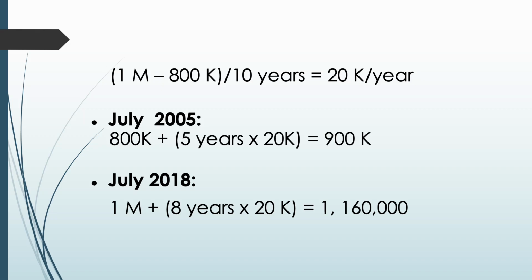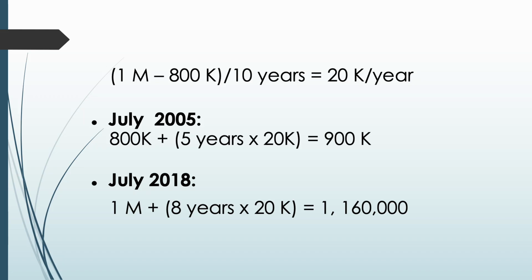To compute for the July 2005 population, we get the population from 2000, which is 800,000, and add the interval from 2000 to 2005, which is 5 years, times the rate of increase computed, which is 20,000, and we get 900,000.